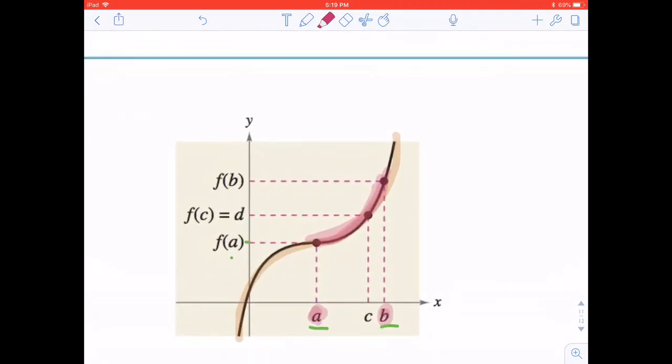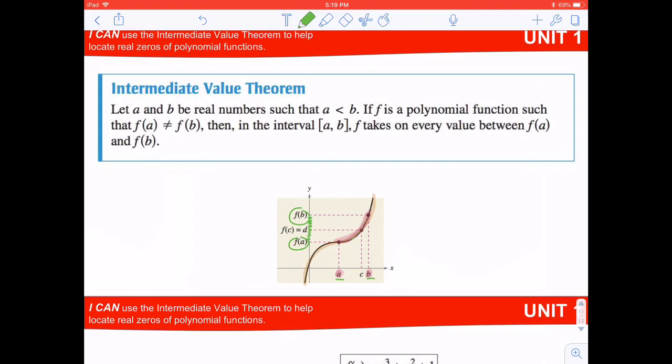So that means that we're going to have a point for each and every one of these y values. Every y value in between f of a and f of b is going to have a point that corresponds with it. And so there's not going to be any holes, there's not going to be any asymptotes. We're going to have a point that corresponds with each and every one of those y values in between f of a and f of b.